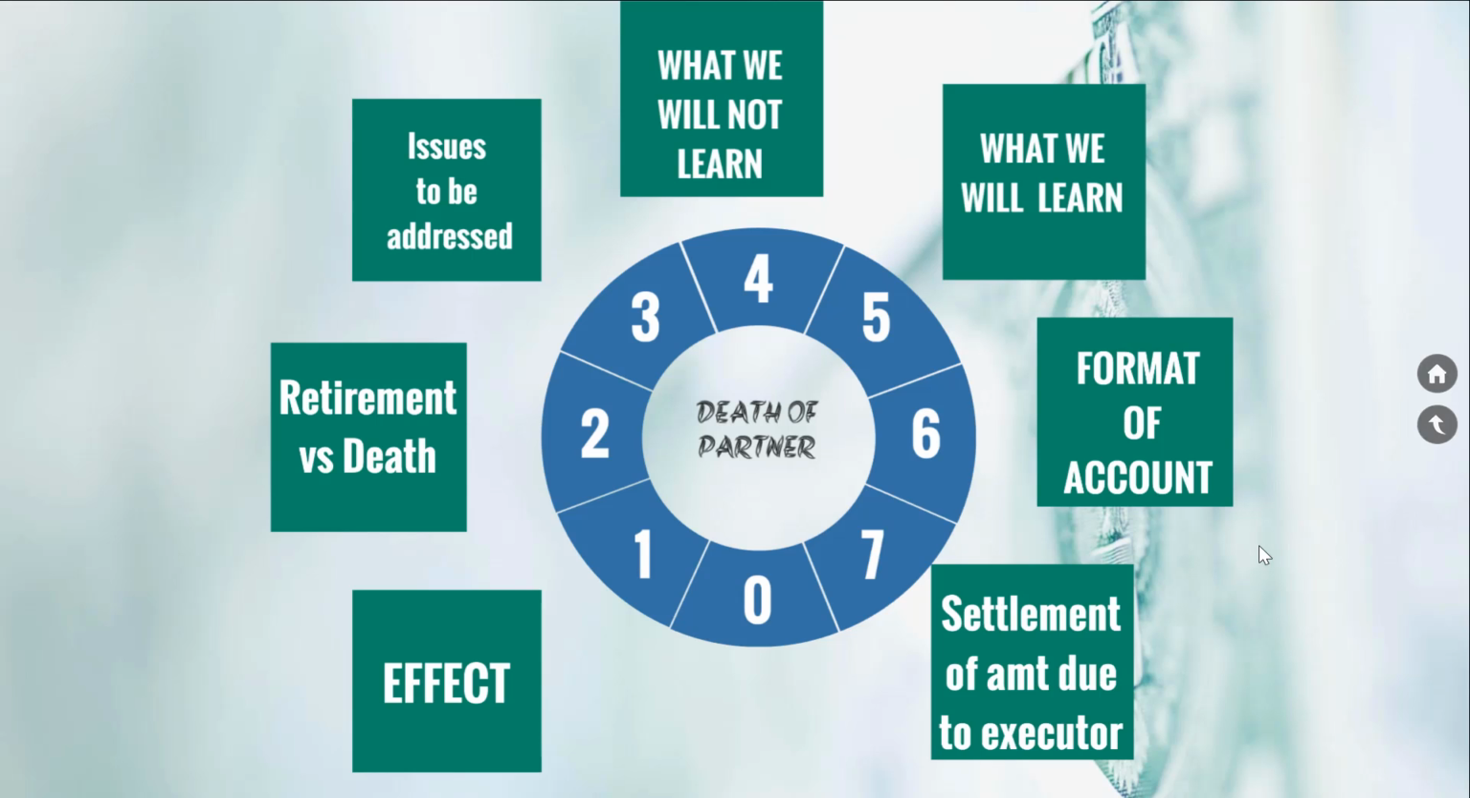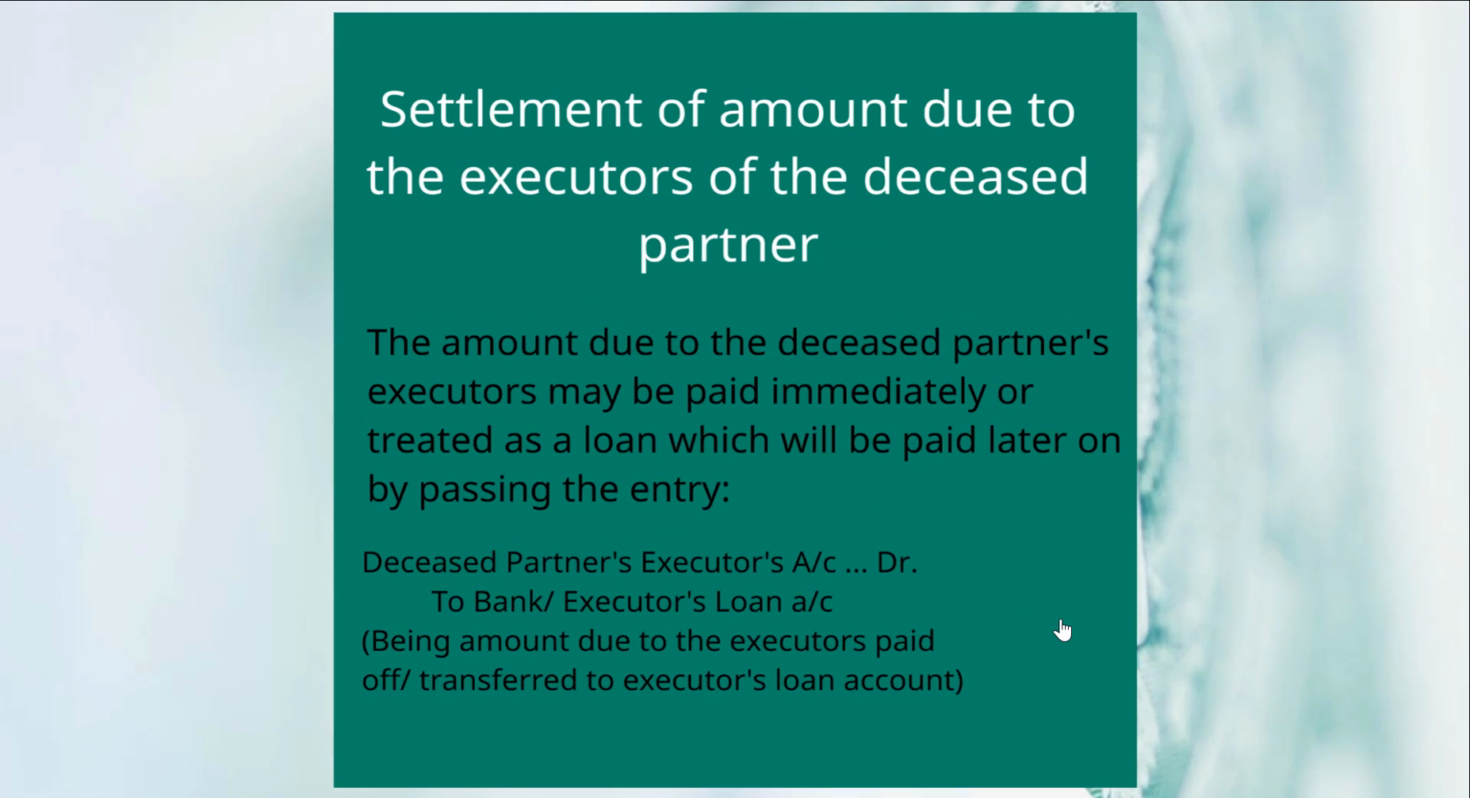The second item we said we will deal with is how to settle the amount which is due to the executors of the deceased partner. So settlement of amount due to the executors of the deceased partner. The amount due to the deceased partner's executors may be paid immediately, or it may be treated as a loan which will be paid later on. The entry to be passed is deceased partner's executor's account debit to bank account where the amount is paid off, or to executor's loan account where the amount is transferred to the executor's loan account to be paid later on.